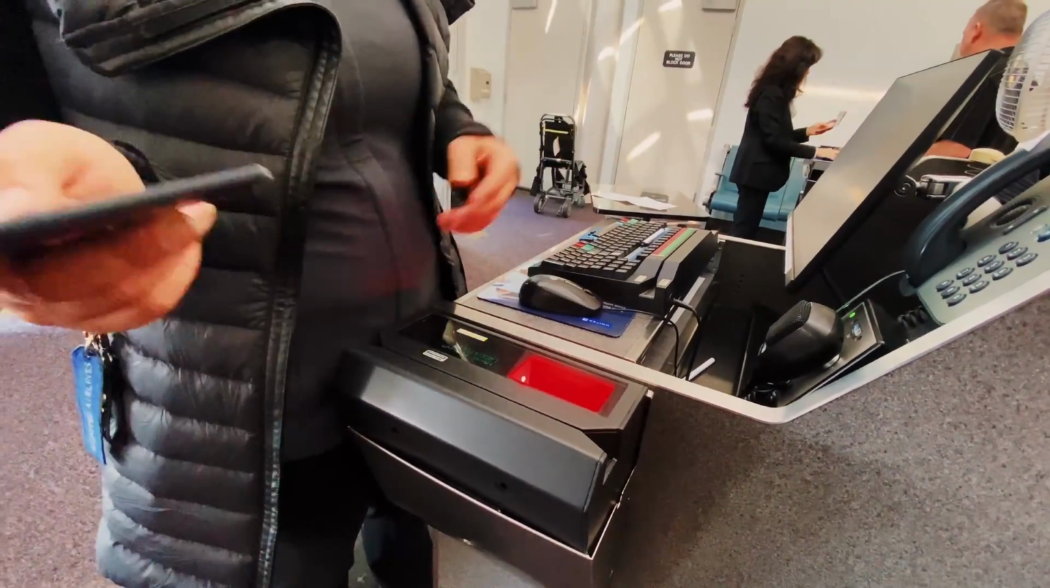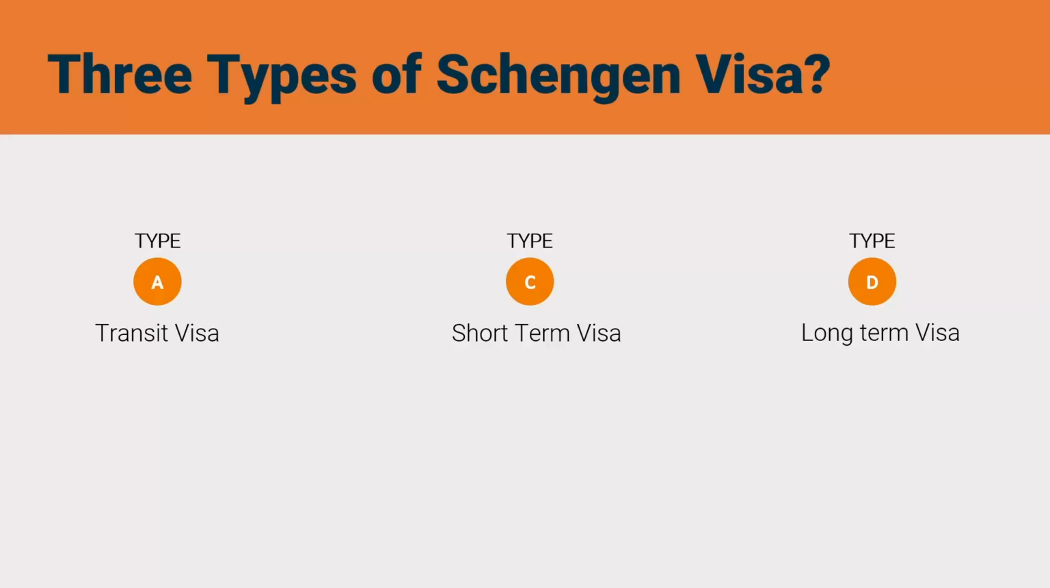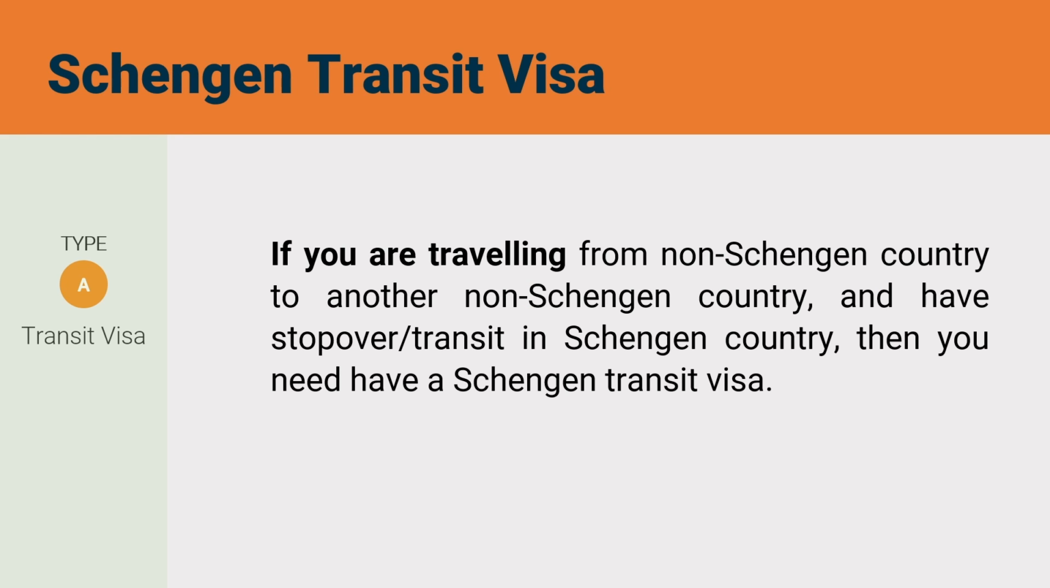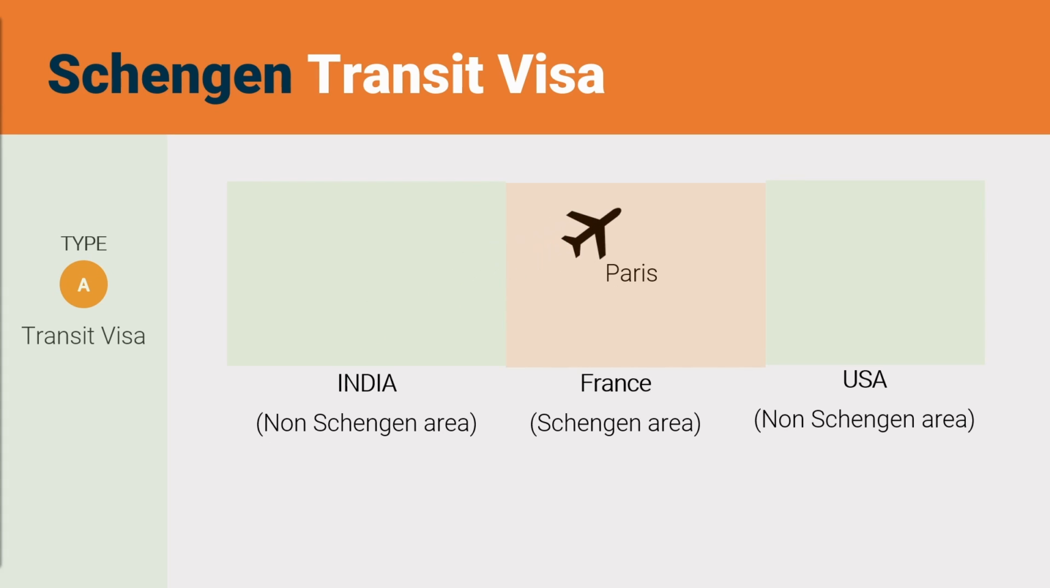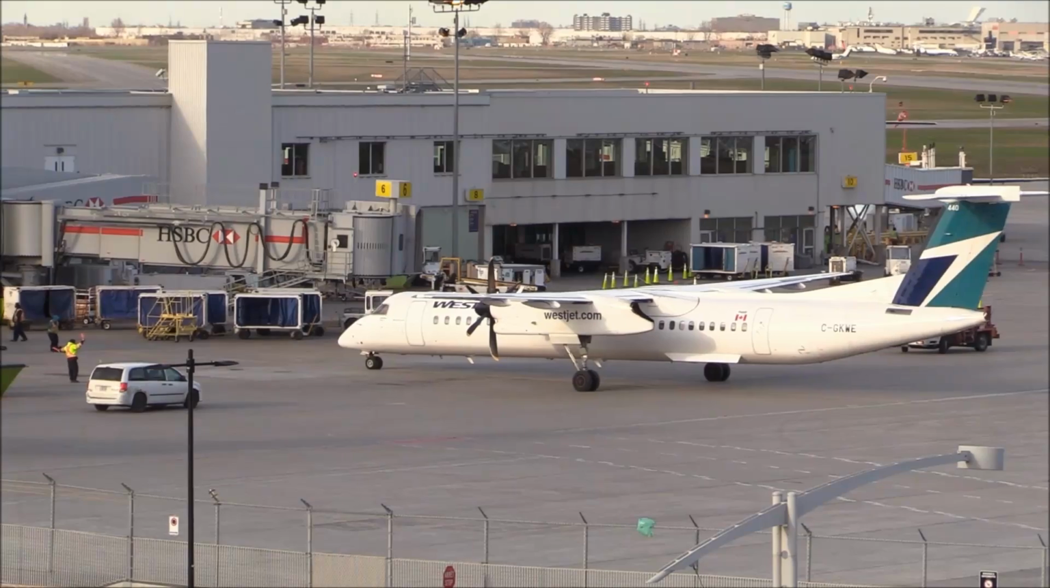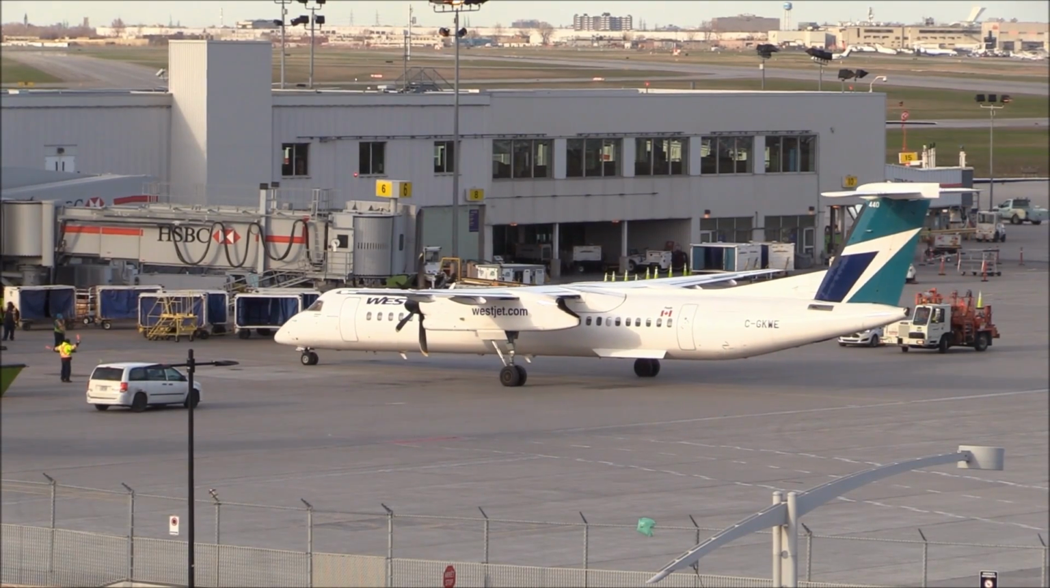Mainly there are three types of Schengen visas: transit visa, which is type A visa, short-term visa type C, and long-term visa type D. If you are traveling from a non-Schengen country to another non-Schengen country and have a stopover in a Schengen country, then you need to have a Schengen transit visa. For example, as an Indian citizen, if you are traveling from India to USA via France, you must have a Schengen transit visa, even though you do not want to come out of the airport in France.